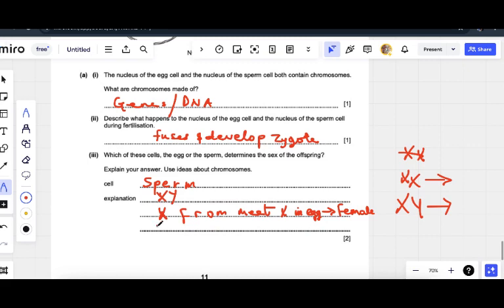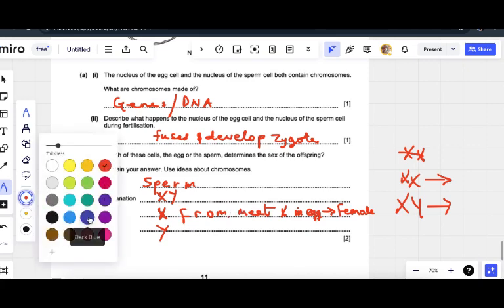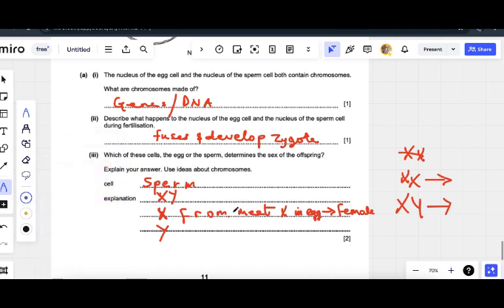Then when the Y... haploid from... okay, I did write from here. Let me change the color. From, let's put from sperm. From sperm meet with the X in egg, become female.